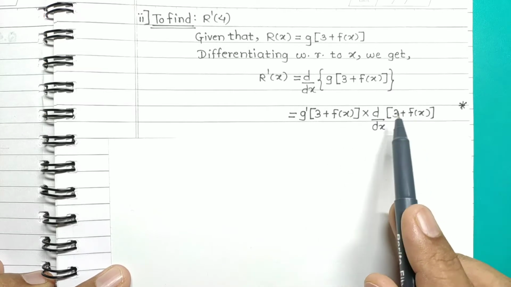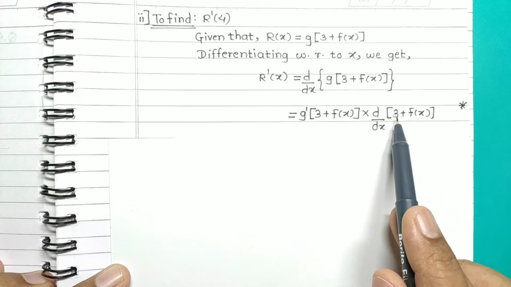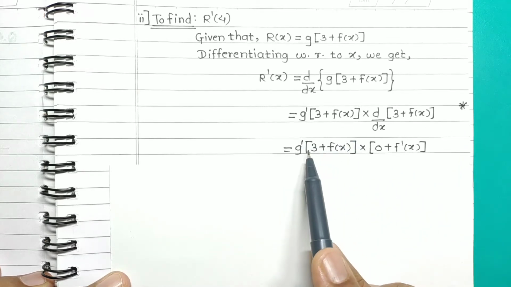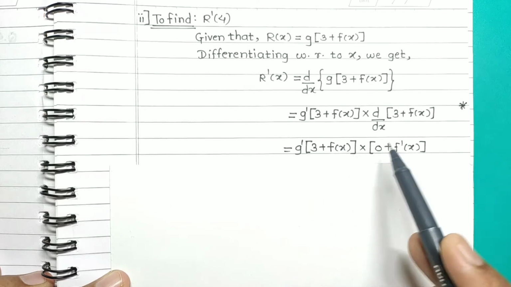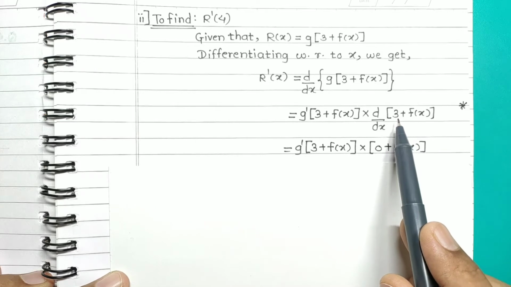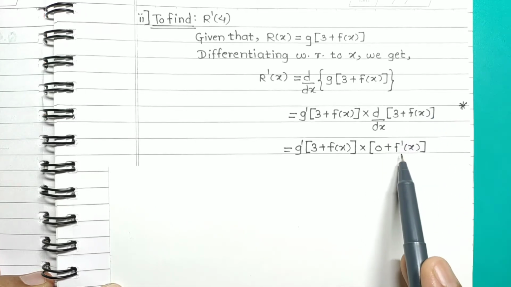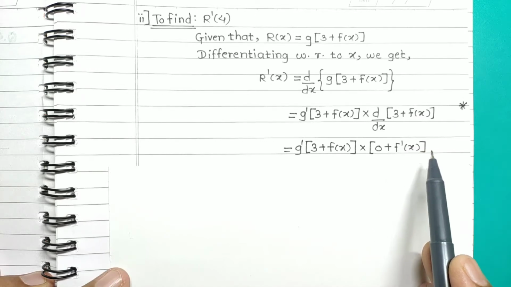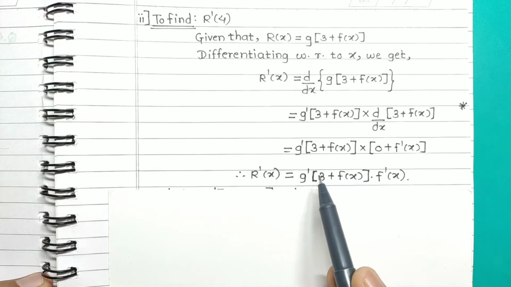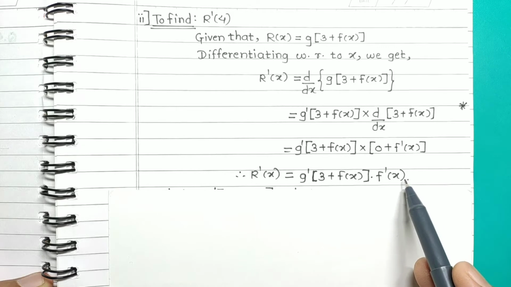Now to the next step, we have to evaluate the derivative of 3 plus f of x. So keeping the first term as it is, g dash of 3 plus f of x into, see here, 3 is constant, so its derivative is 0, plus the derivative of f of x, which is f dash of x. Okay, so finally we have R dash of x is equal to g dash of 3 plus f of x into f dash of x.